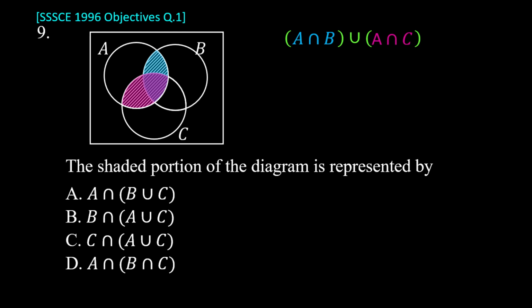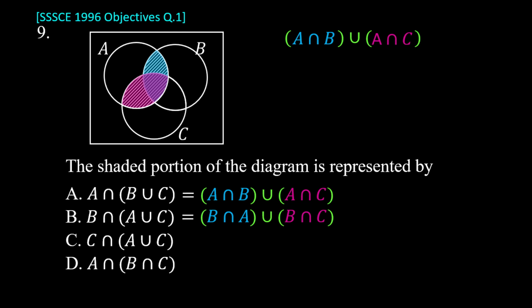Now, the options given to us are quite different from what we're able to deduce. So what we are going to do is to apply the distributive property on each option. First of all, option A, A intersection B union C, can also be written as A intersection B union A intersection C. B, B intersection A union C, can also be written as B intersection A union B intersection C when you apply the distributive property.